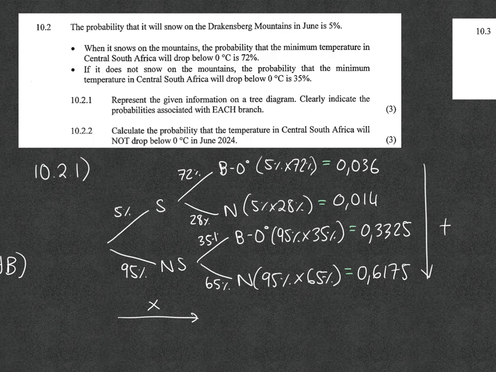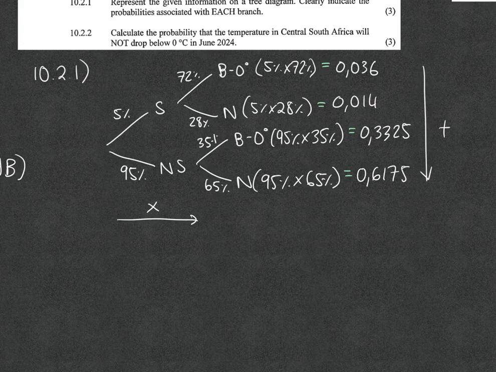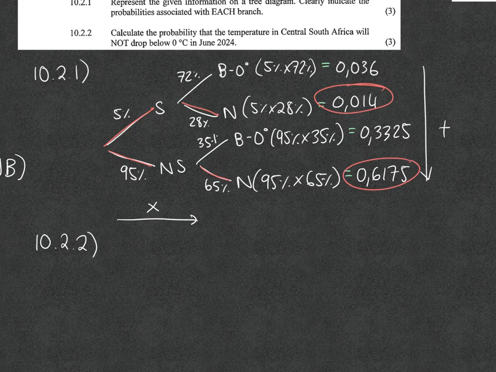Now we can answer our question. 10.2.2 is asking us, calculate the probability that the temperature in Central Africa will not drop below 0 in June 2024. So now we are going to follow certain branches. If it snows and doesn't drop below, that is a branch we're going to follow, and if it doesn't snow and doesn't drop below, that's the other branch we're going to follow.